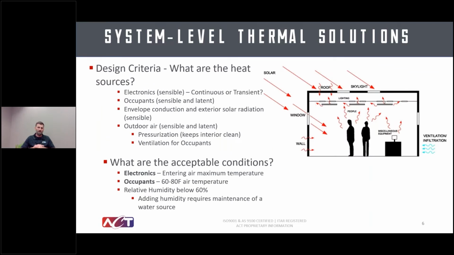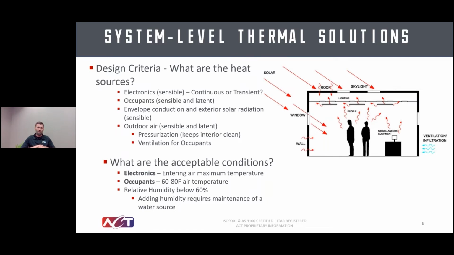So the first thing we need to understand is the design criteria. What are the heat sources? Electronics are going to be a big one in pretty much every system these days, and they're going to be sensible heat. That may be a very continuous load, or it could be transient in the case of directed energy systems.